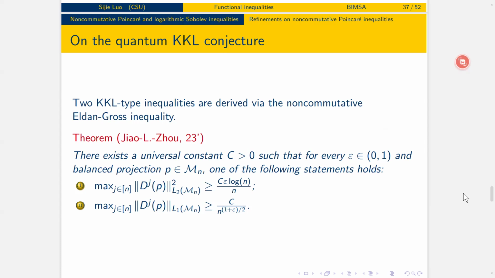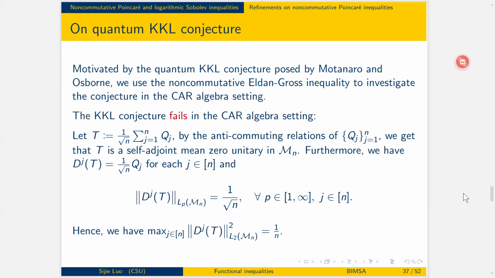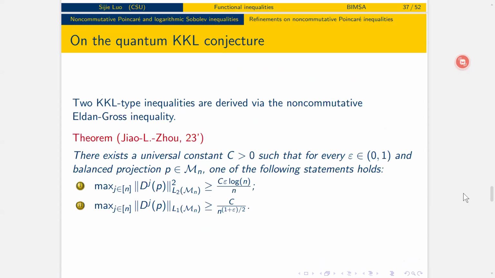Okay, we get this phenomenon because, for our total example in the L2 case, this one becomes 1 over n, which is short. But when we turn to p equal to 1, this one is the square root of n, right? So this one holds. If this one fails, then this one holds. So we can use it to deduce the result from the Eldan-Gross inequality. This is our first application of the Eldan-Gross inequality.